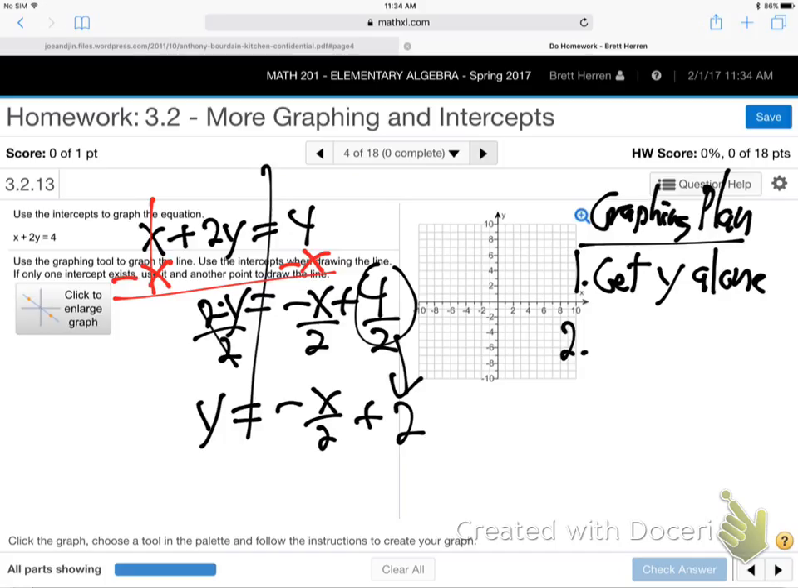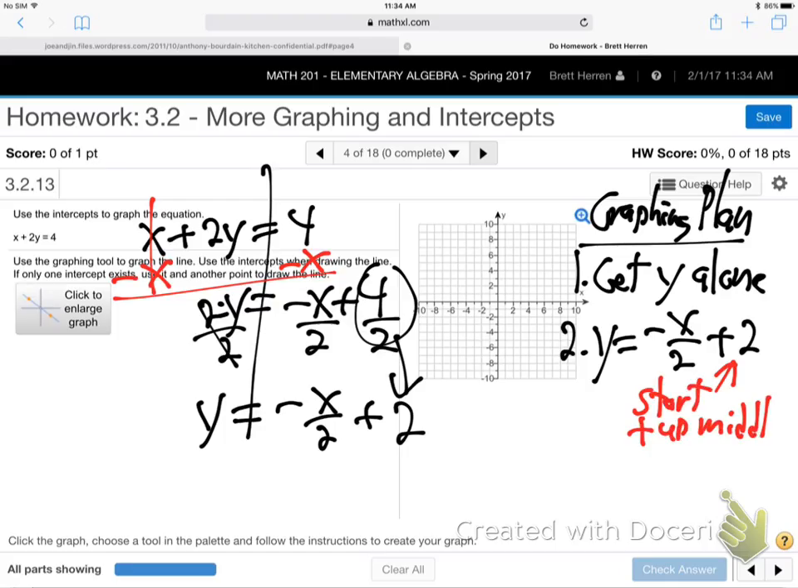Second step, now that we have y equals negative x over 2 plus 2, how do we go to actually graph the thing? Where do we start? Anybody remember from last time? Yeah, that 2 that's on the outside is actually what begins your graphing. So that's start, and if it's plus, it's up in the middle. If it's minus, then it's down in the middle. It says up or down in the middle.